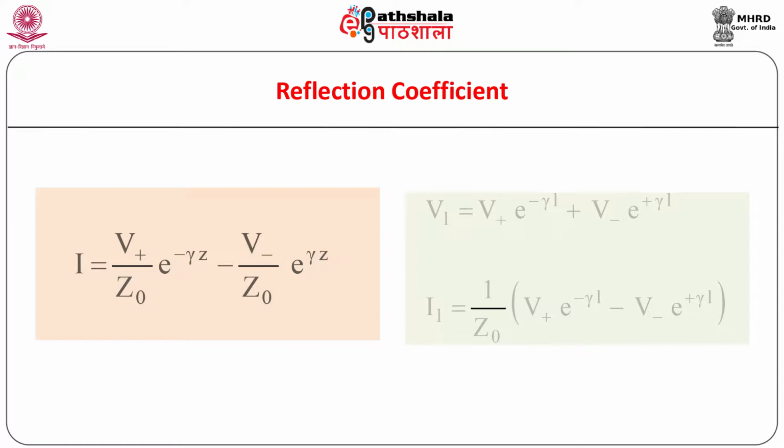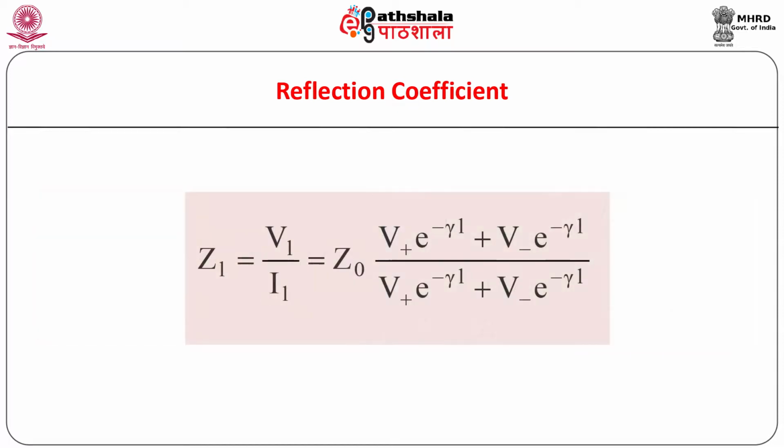The current can be expressed in terms of the voltage as shown. This expression can be used to determine the current at a distance z from the sending end. With z equal to L, we obtain the current and voltage at the receiving end as shown. In general, the ratio of voltage to current at a point is the impedance of the transmission line at that point. Accordingly, the ratio of voltage to current at z equal to L is the load impedance ZL.